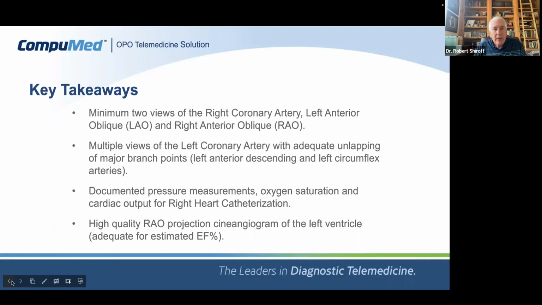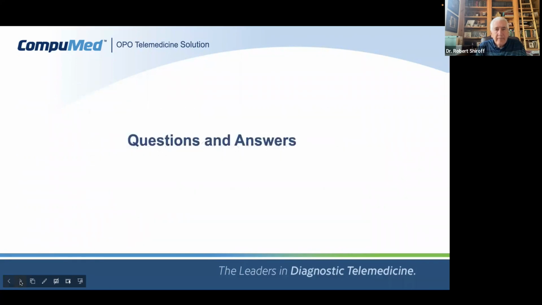That's the minimum from a heart cath, as far as I'm concerned, for adequate interpretation. Thank you. Now, are there other options available for defining coronary anatomy besides selective coronary arteriography?